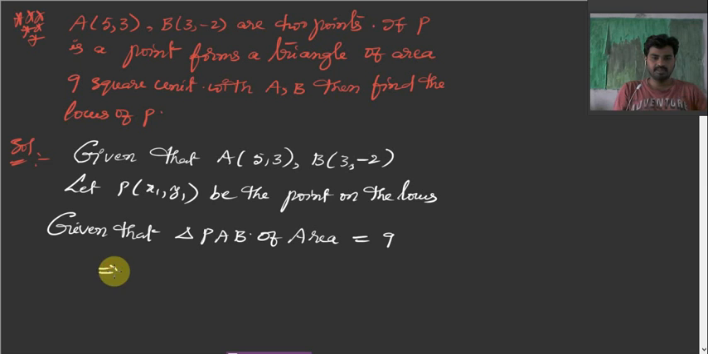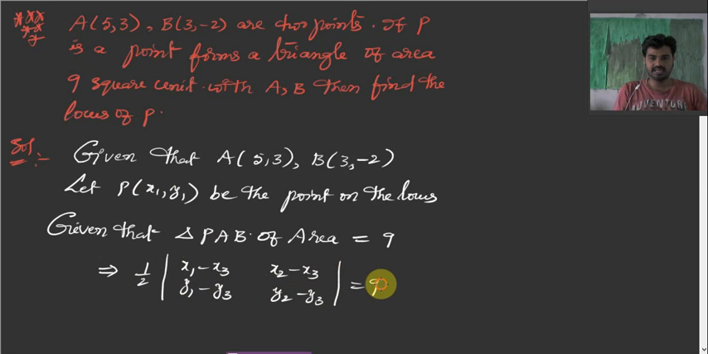So by the definition of the area of the triangle formula, you can write half into, so PAB, here P A B means the coordinates of the vertices. Now you can write the determinant with x1 minus x3, x2 minus x3, y1 minus y3, y2 minus y3, is equal to how much? 9 is given. This is our given formula.